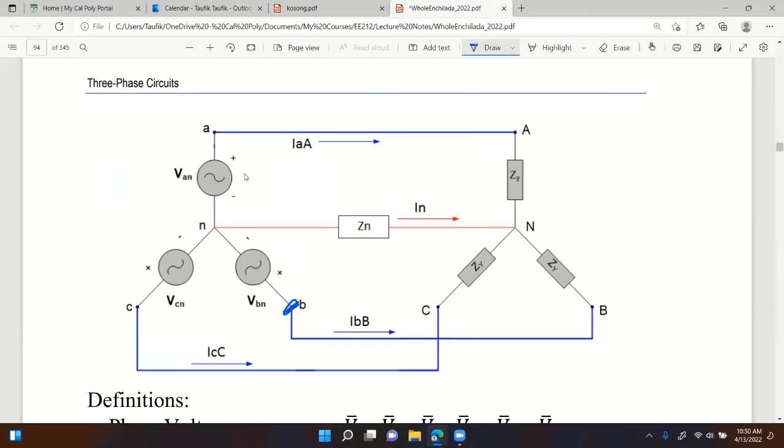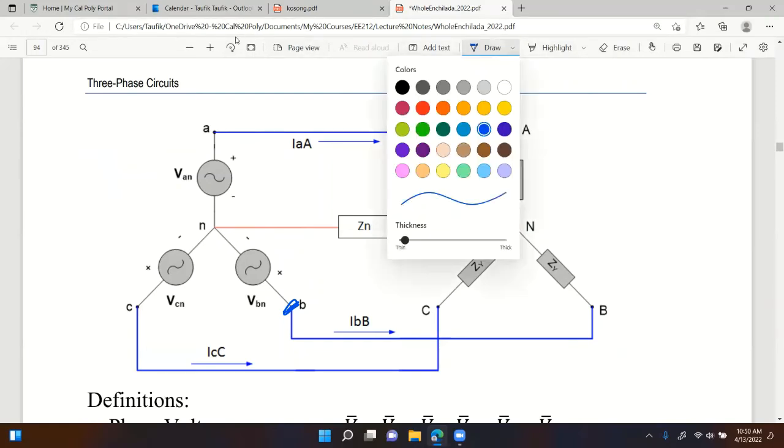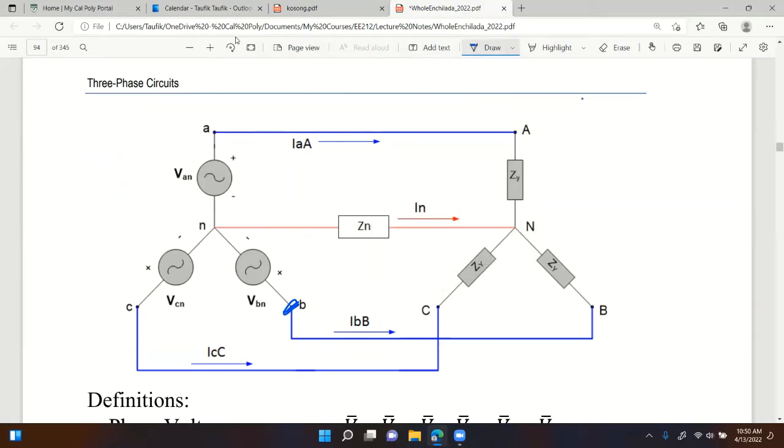How do we define phase current? Well, phase current is defined to be the current that flows within each phase, guys. So phase current is the current that flows through each phase. That's why the name phase current. Where is our phase here on the source side? That's going to be here, right? That's our phase A. That's our phase B, and here's our phase C.